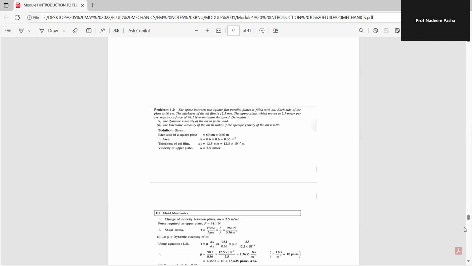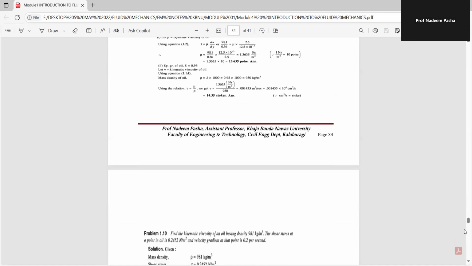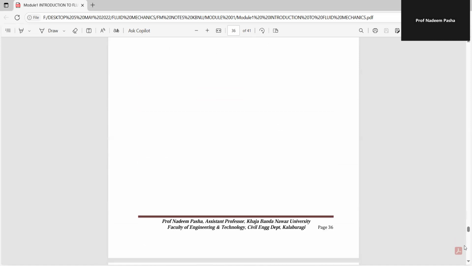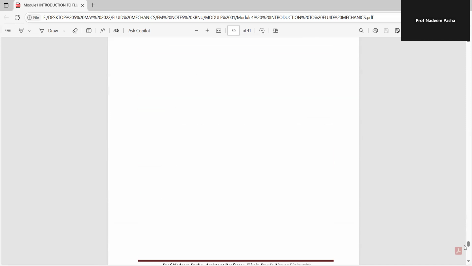Now we will solve some problems on, what you can say, it is also a problem on viscosity of water only. We will just go over what problems are available. It's almost over, so we will solve that only.